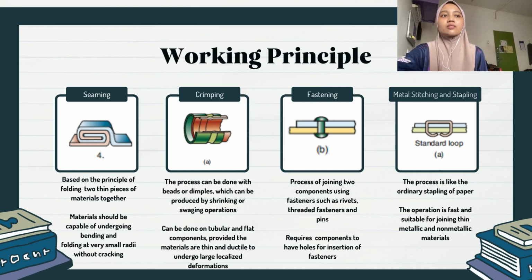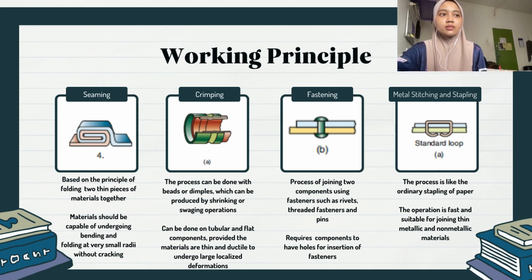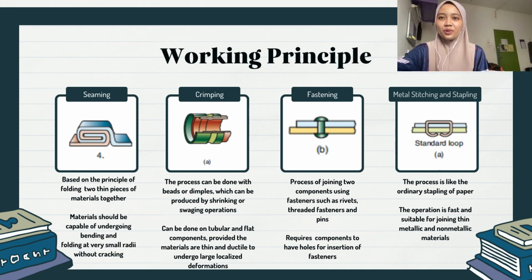And for fastening, it's a process of joining two components using fasteners such as rivets, threaded fasteners and pins. Fastening requires components to have holes for insertion of fasteners. We know that fastening is the most famous mechanical assembly in the industry. And the last one is metal stitching and stapling. Metal stitching and stapling is actually the ordinary process like when we staple our paper. The operation is fast, but it is only suitable for joining thin metallic and non-metallic materials since it applies the concept of stapling of paper.